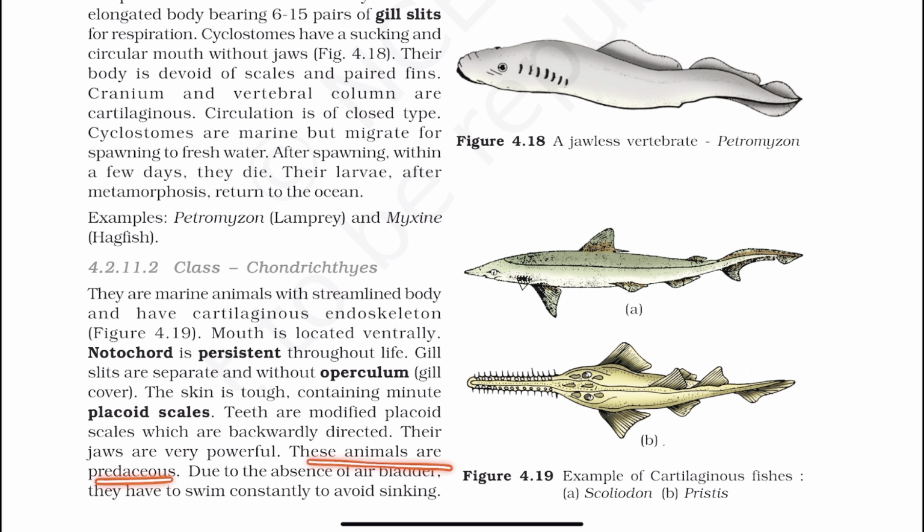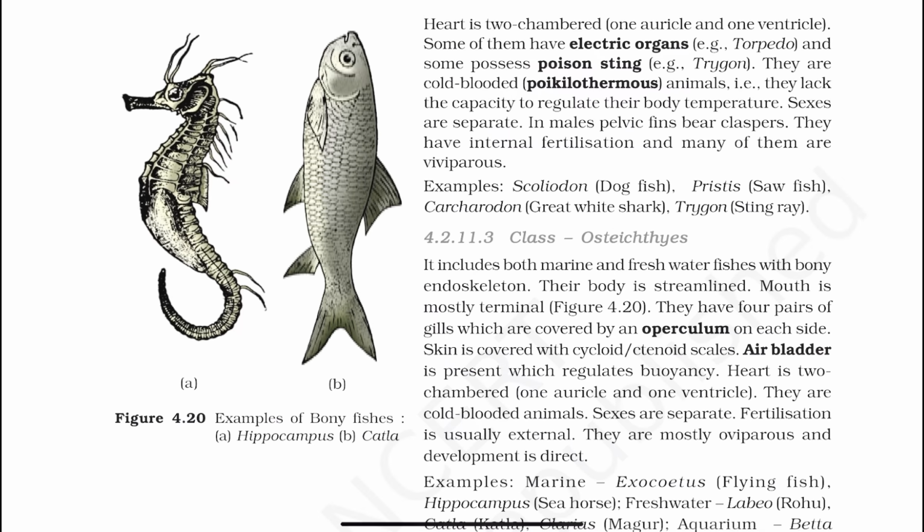These animals are predaceous. Due to the absence of air bladder, they have to swim constantly to avoid sinking. Heart is two-chambered, one auricle and one ventricle. Some of them have electric organs, example Torpedo, and some possess poison sting, example Trygon. They are cold-blooded, poikilothermous animals, that is, they lack the capacity to regulate the body temperature. Sexes are separate. In male, pelvic fins bear claspers. They have internal fertilization, and many of them are viviparous. Examples: Scoliodon, dogfish, Pristis, sawfish, Carcharodon, great white shark, Trygon, stingray.